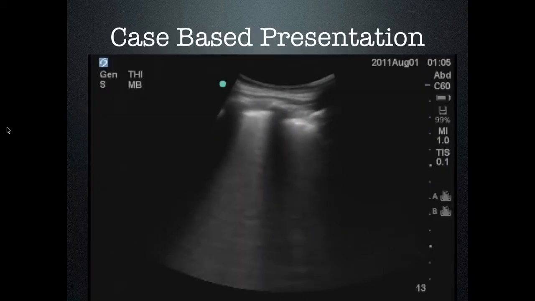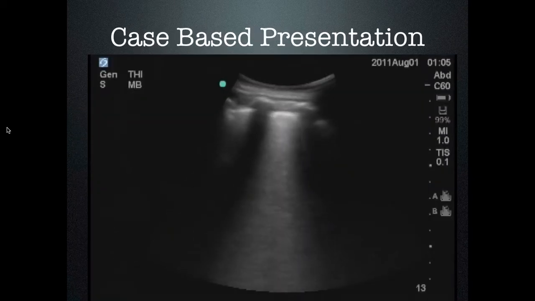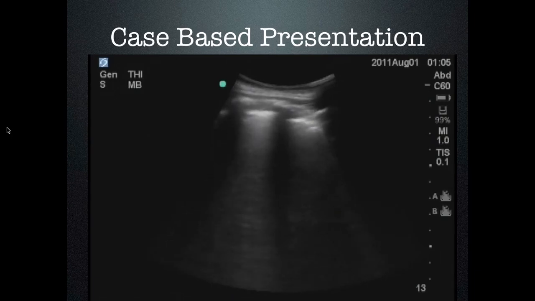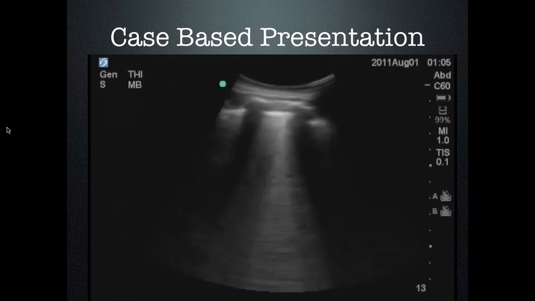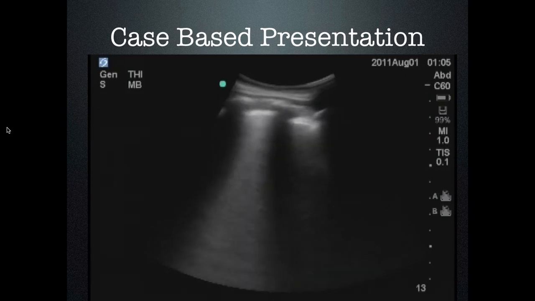Here is our patient's ultrasound. We're using a curvilinear abdominal probe. We've placed it on the patient's chest. It is across the ribs. We've identified our ribs, our pleural surface. It is moving. And then we see an artifact arising from the pleura and going off the screen.